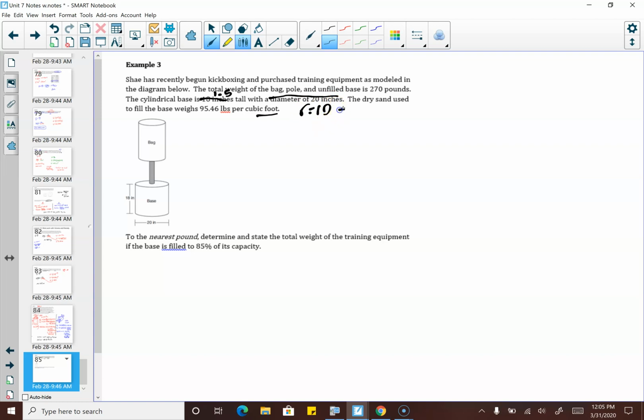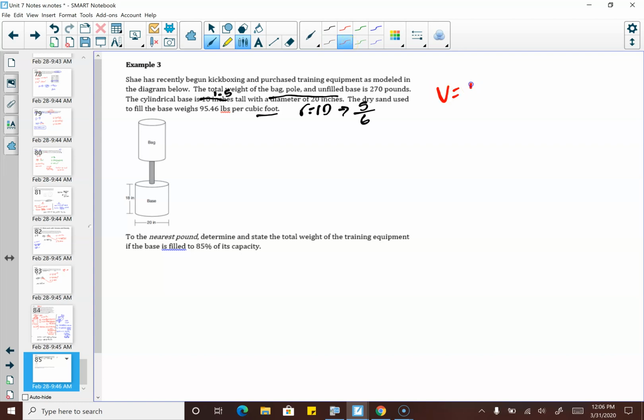And then if we were to convert that to feet, you could leave it as a decimal, but really 10 inches out of 12 is 5/6. And I think leaving it as 5/6 is going to really help us here, as we don't have to carry around repeating decimals. So determine to the nearest pound the total weight of the training equipment if the base is filled to 85% of its capacity. Okay, so first things first, let's find the volume of the base.